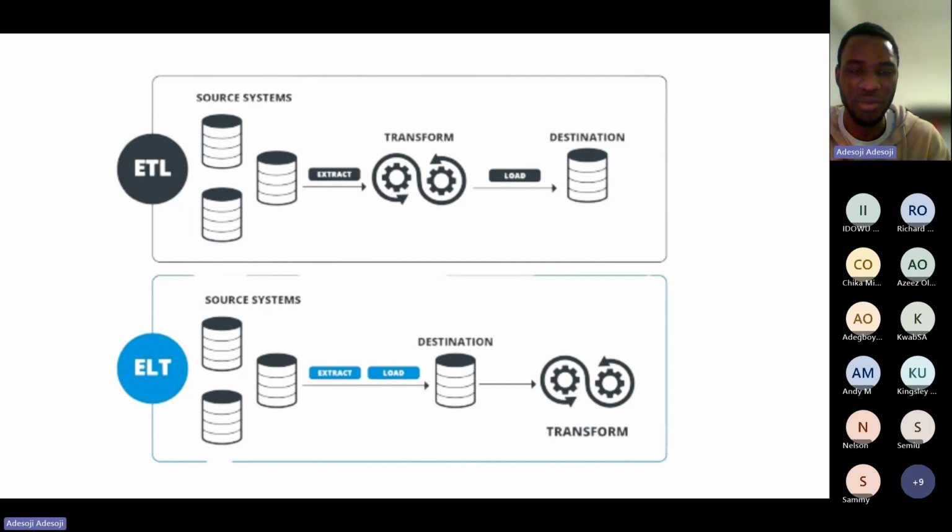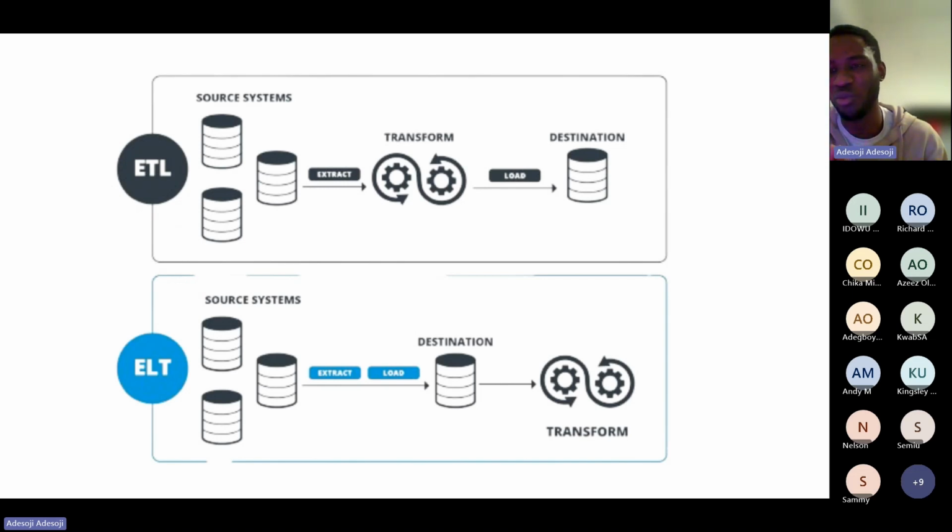ETL simply means extract, transform, and load. It means extract the data from whatever sources you have, and transform the data before you load it into its destination. That is ETL. ELT simply means extract, load, and transform. It means you extract the data from wherever the sources are, you load it directly into the destination, and then you transform the data. ETL is the traditional mode of building a data pipeline, whereby you have to transform your data before you load it into the destination.